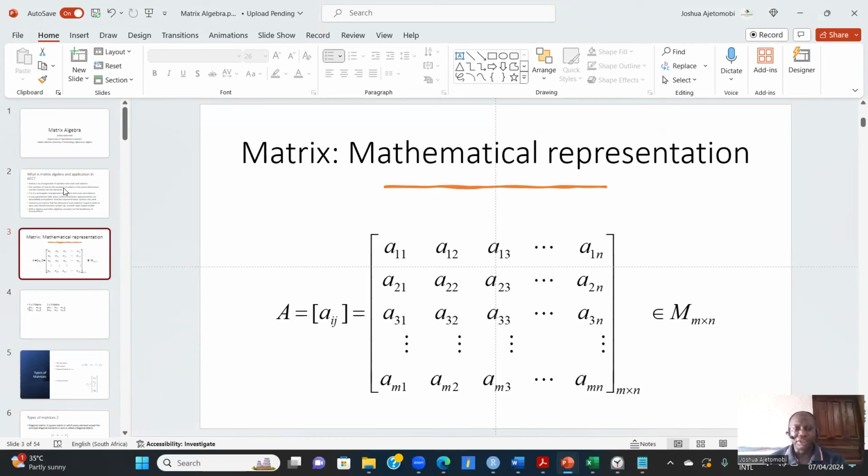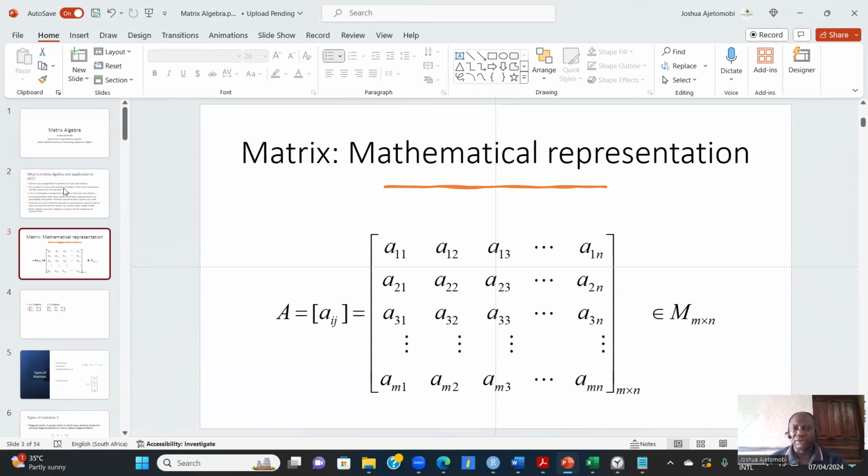In terms of mathematical representation, for instance, this is the rectangular representation of a matrix, matrix A, which is equal to Aij, i standing for row and j standing for column. So when we have A11, for instance, that is row 1, column 1 of matrix A, A12, row 1, column 2 of matrix A, Amn, that is row m, column n of matrix A.